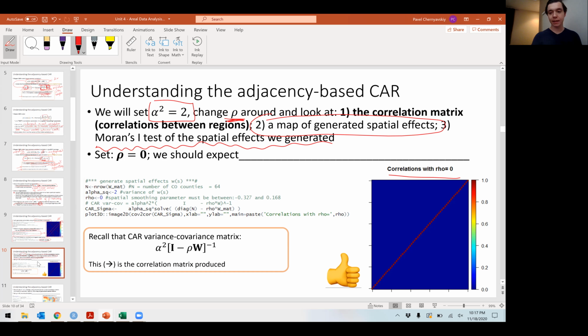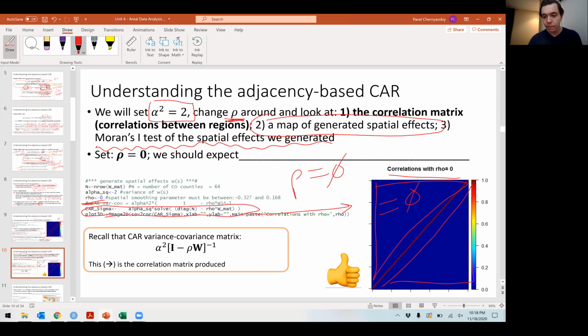So here I'm setting rho at 0. Right here, I have rho equals 0. Here is the sigma of the CAR model, and I'm just plotting what that looks like. All the off-diagonal terms are equal to 0. So we have independence. So a rho of 0 is still interpretable with our less convenient alternative.